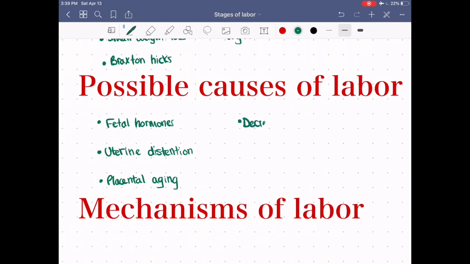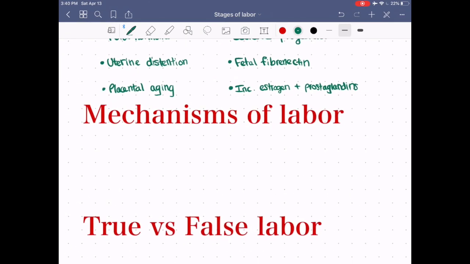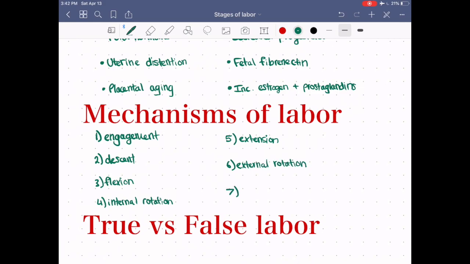Decreased progesterone, so progestation hormone. This is the hormone that allows you to stay pregnant, so a decrease in this. Fetal fibronectin, increased estrogen and prostaglandins. Now onto mechanisms of labor: engagement, descent, flexion, internal rotation, extension, external rotation, expulsion.